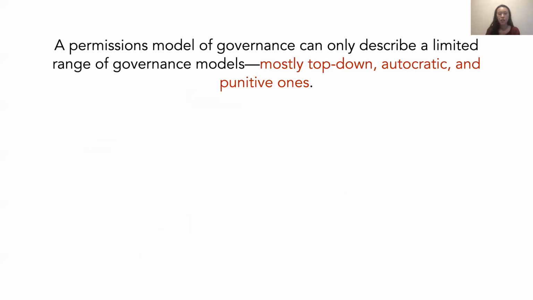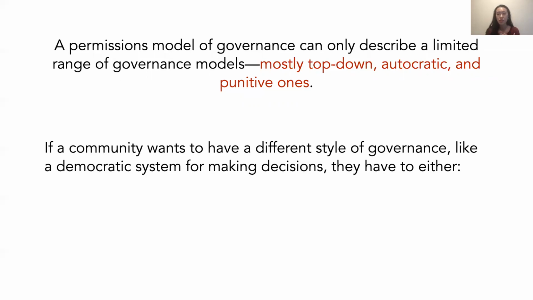But a permissions model can only describe a limited set of possible governance options. For the most part, it's top-down, autocratic, and punitive. But looking around at our different offline communities and our different offline governments, there are actually a lot of other styles of governance that exist. And maybe some of these styles more closely embody the values of a community. So if a community wants to have a different style of governance, say a more democratic style of governance, they have one of two options.